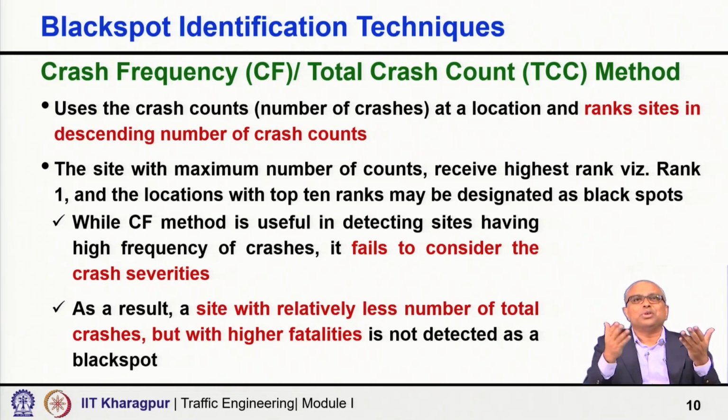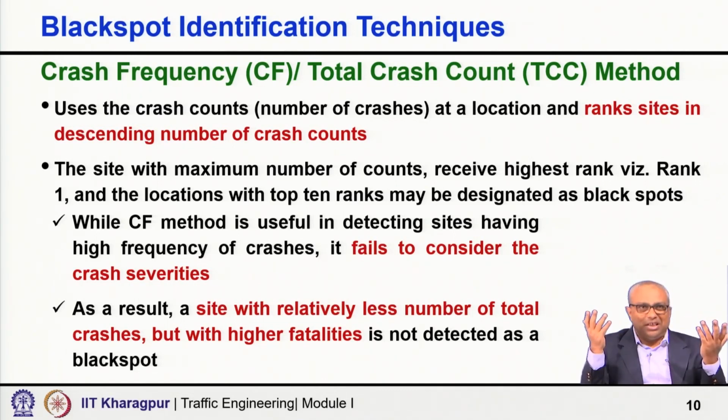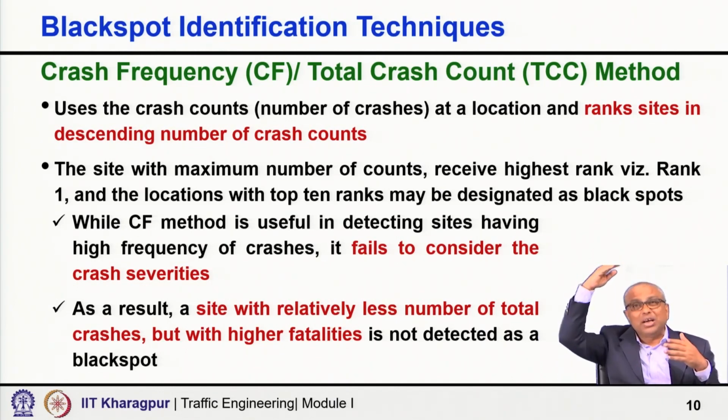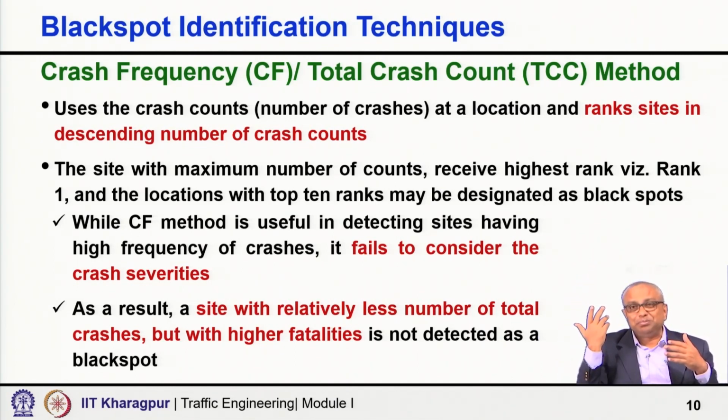So, it fails to consider that aspect, because you are using only crash frequency or total crash count. You are not able to consider the crash severities. As a result, a site with a relatively smaller number of total crashes, but with higher fatalities, may not be detected as a black spot. It may not come in the top 5 or top 10 or top 20; it may come, it may not come also.